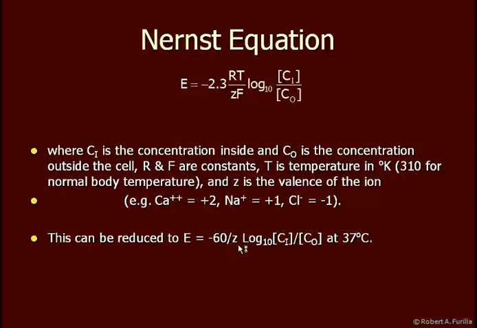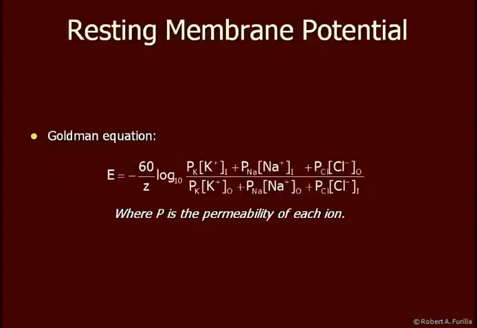So for example, sodium. Sodium has a +1 here. So this number is -60. Sodium has a higher concentration on the outside than the inside. Therefore, the log of that number is going to be negative. Two negatives give us a positive. Our equilibrium potential is going to be positive. And the opposite could be said for potassium.